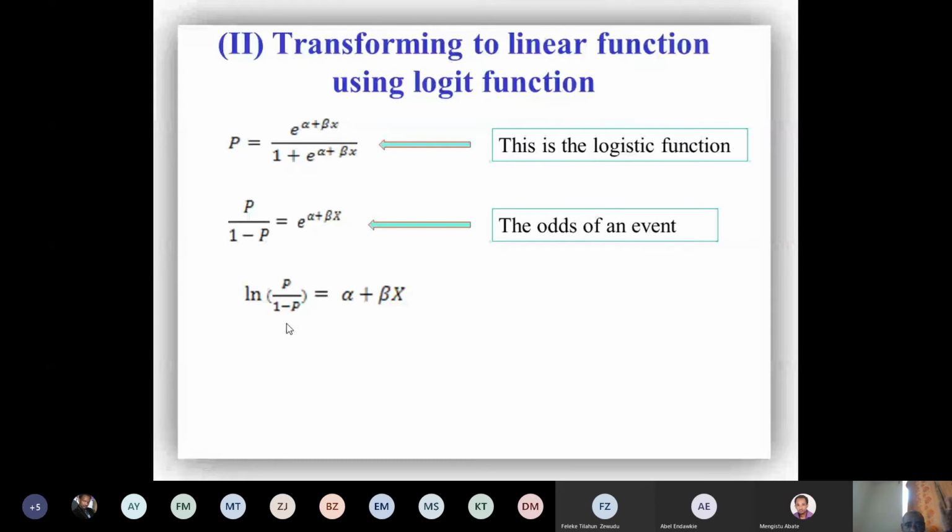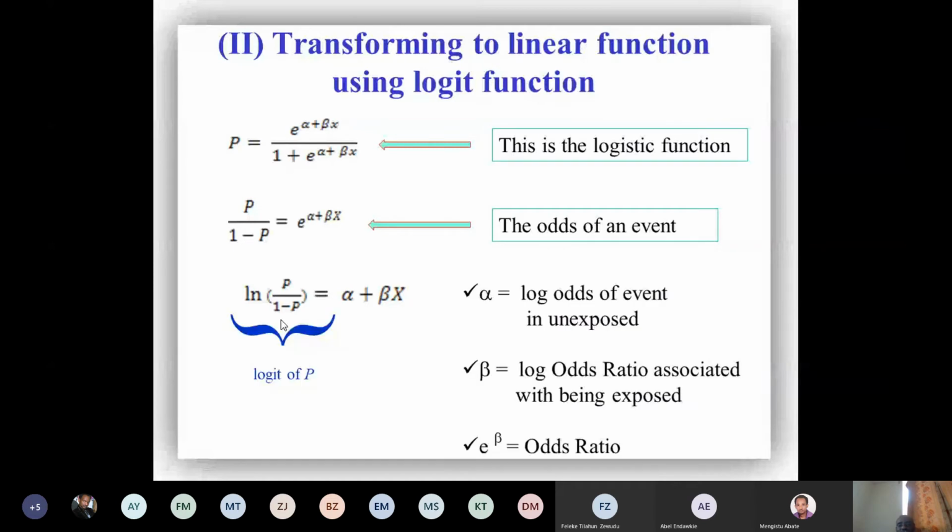Of course, now the transformation has been done; this is the second step. When I say transform, we have to change it again into exponent form. In that case, you will get the odds ratio. We will see it anyway. So this is called the logit of P, meaning logarithm of odds, and it is linear only in logit scale. So alpha is the logarithm of the odds of an event in the unexposed group. Here we have logit of P is equal to alpha plus beta x.